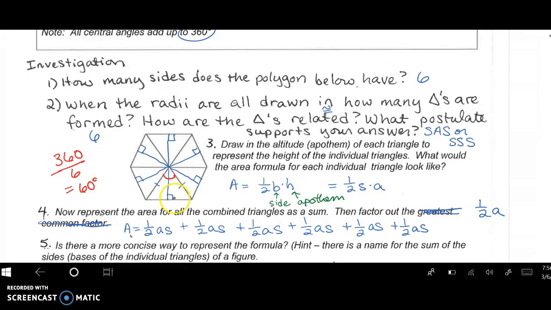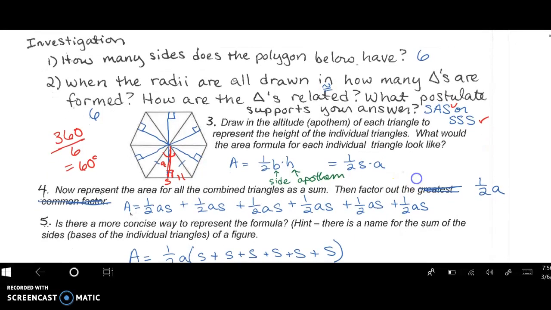But if you said, since this is a regular polygon, all the sides are congruent too, so side, side, side, either one of those would work. Okay, then I drew in my apothem on each triangle, and this was my side. So if I'm going to find the area, draw the altitude to represent the height. What would the area formula for each individual triangle look like? I said 1/2 base times height for a triangle. In this case, it would be 1/2 times the side length times the apothem.